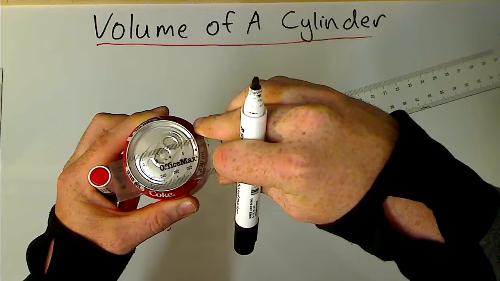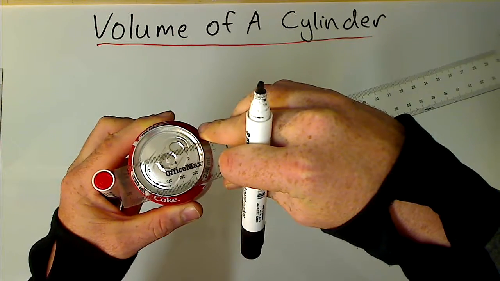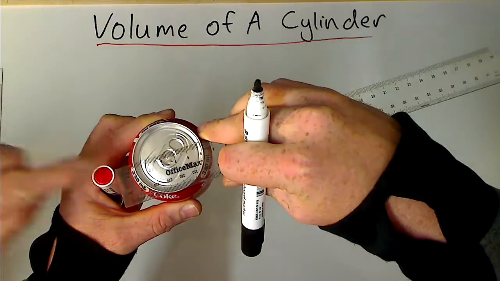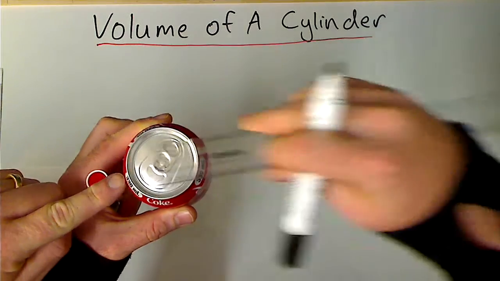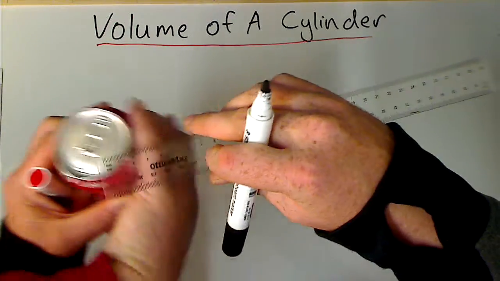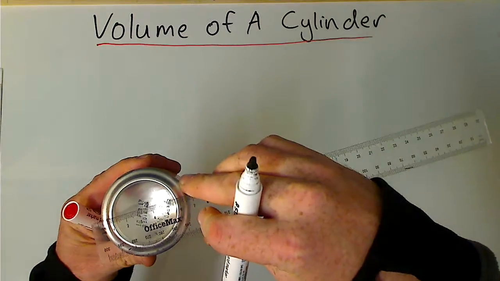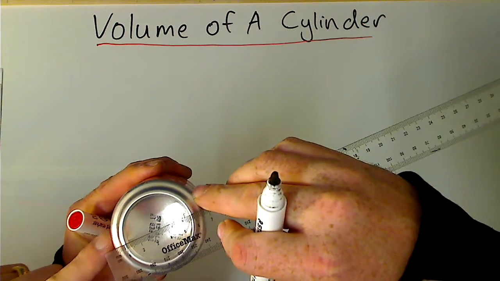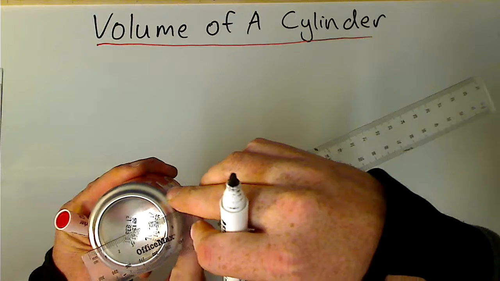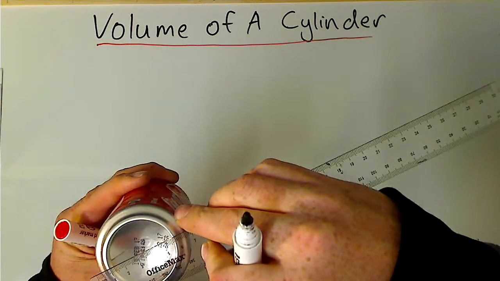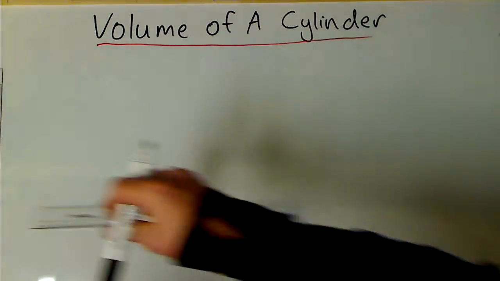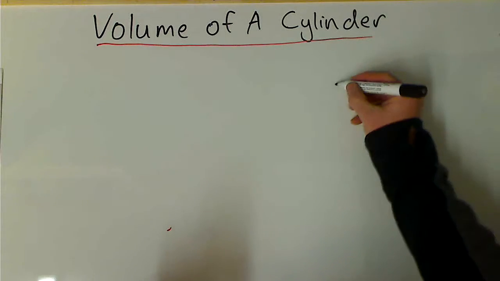If we consider the total width of the can, from this bit to that bit. Maybe we do it like that, that's a lot easier. So from this bit here to this bit here, that's more about 6.5, isn't it? Okay, let's go with 6.5.